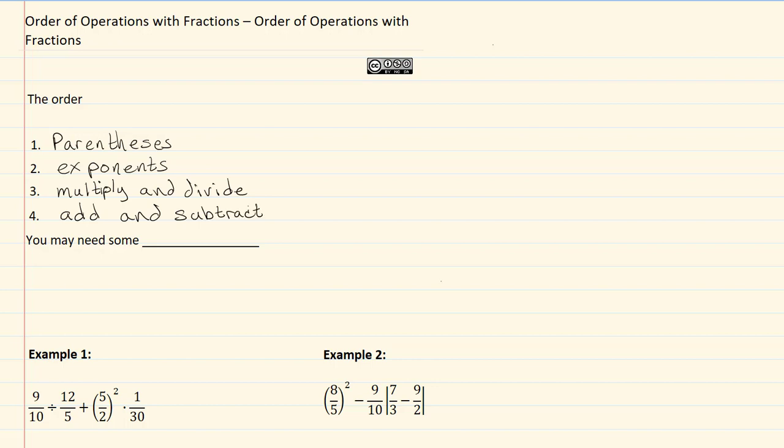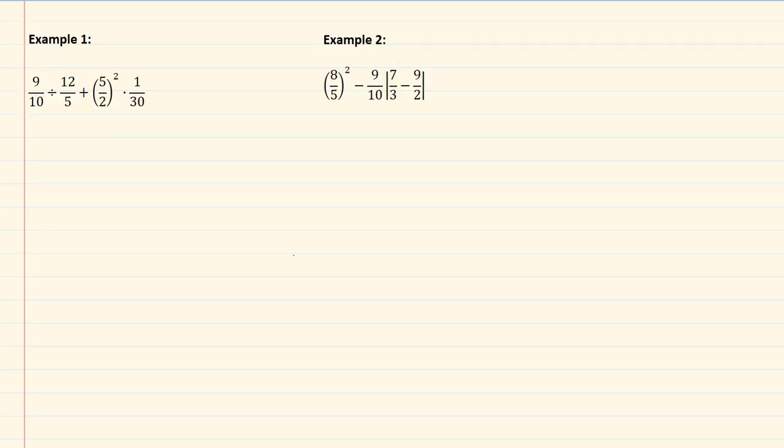Fractions tend to take up a lot of room, so you may need some scratch paper to work some of these out. Let's take a look at our examples. So in example 1, we have 9/10 divided by 12/5 plus 5/2 raised to the second power times 1/30.